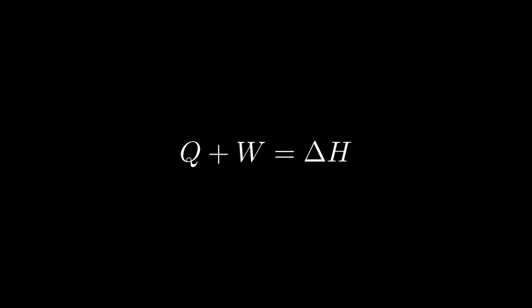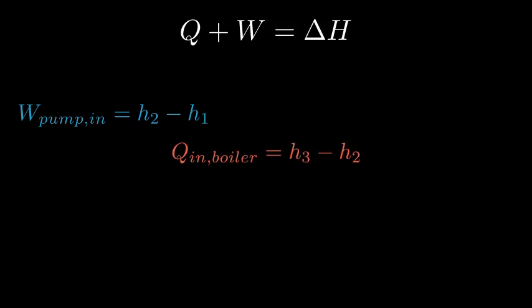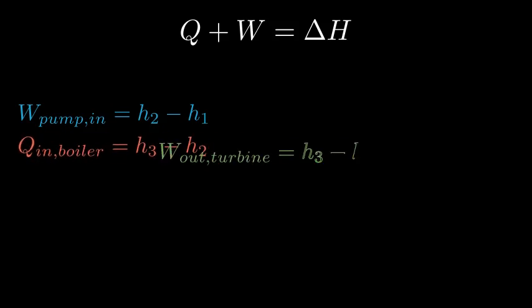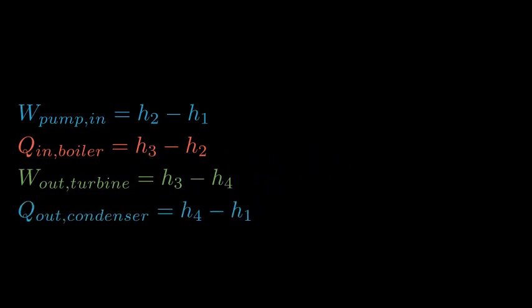Now that we understand the processes, let's quantify the energy transfers using the first law of thermodynamics for steady flow systems. This means the net heat and work interactions for a component equal the change in enthalpy of the fluid flowing through it. Let's apply this to the pump. For the ideal pump, we assume no heat loss. For the boiler, there is no work done. The heat added is the increase in enthalpy. For the turbine, the work output is the decrease in enthalpy. And for the condenser, the heat that is rejected is the enthalpy drop.